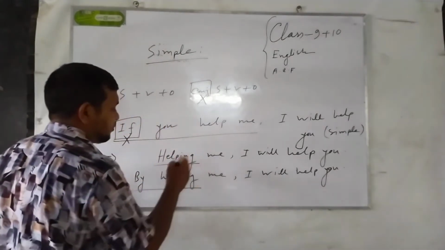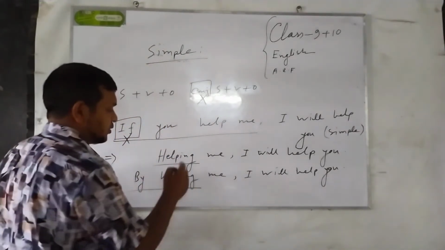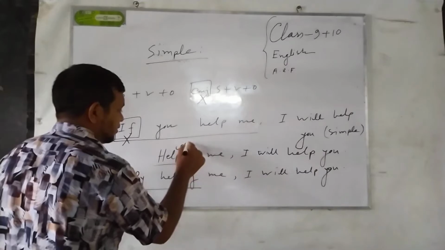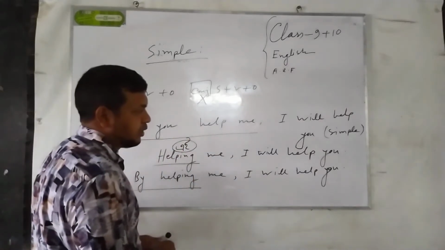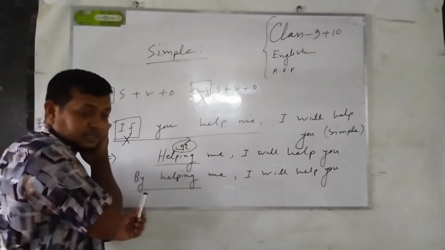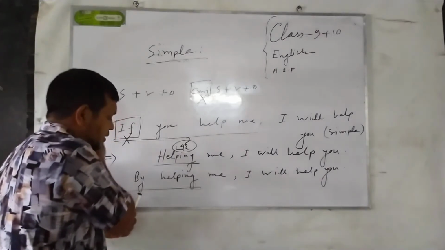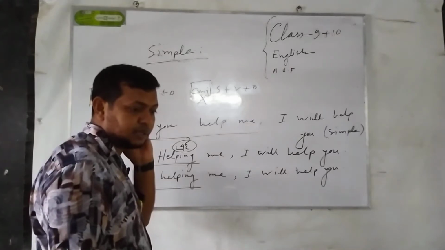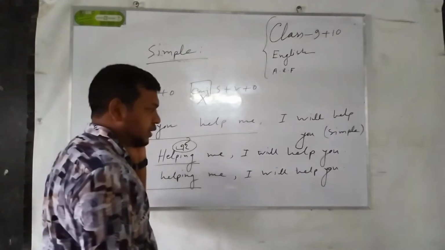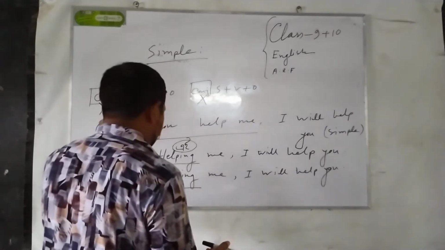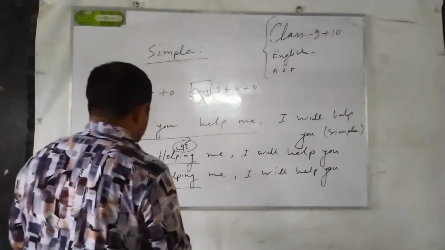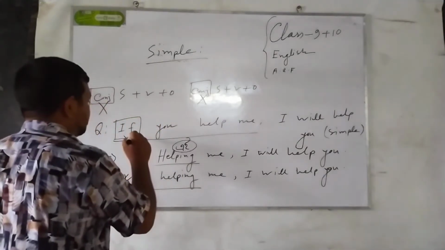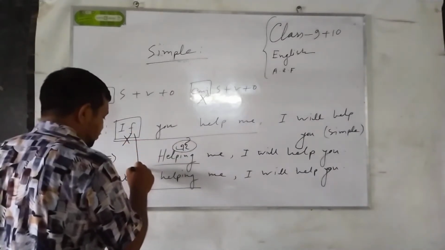So, "helping me", সাহায্য করেই, what is that? এই করেই, সাহায্য করেই, "I will help you." That sentence has another sense: আমাকে সাহায্য করার মধ্য দিয়েই, "I will help you." This is the correct sentence. Whenever you see "if", then you have to use "by".